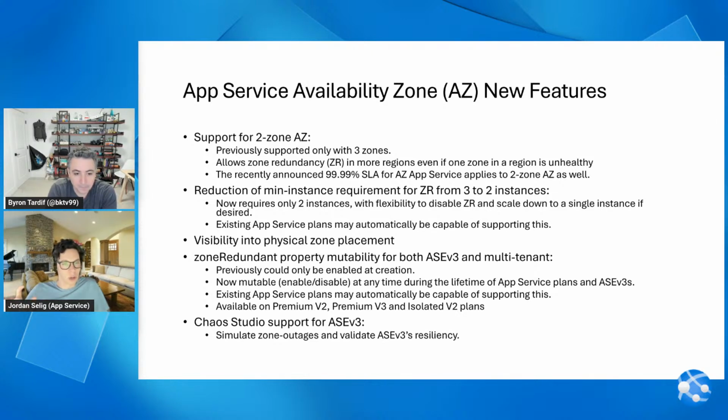If you have a critical period where you need to ensure you have a resilient application, turn it on, increase the number of instances you have if you need to, and then turn it off when you want to scale down to less than 2 instances. You have that flexibility now.